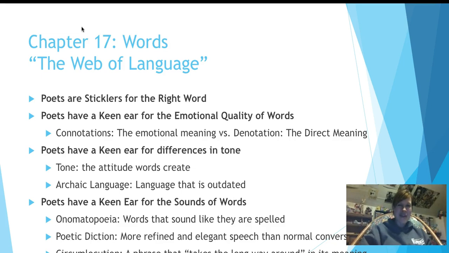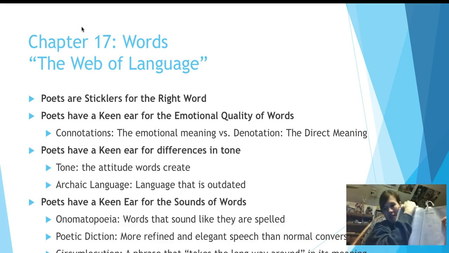Chapter 17, which is aptly titled Words, the Web of Language, has quite a bit of terminology to go through. So on page 773, we start talking about words, and I like the picture that leads off this chapter too. It's of a word cluster, and I really like that.